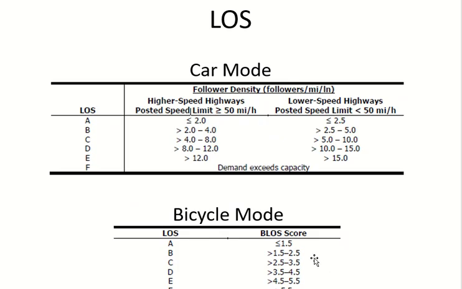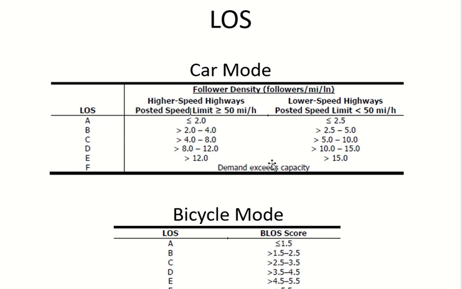My speed limit is 50, so I look into this column. Not this one, this one. Speed limit 50. My follower density is 10, so I'm in this range. So my level of service is D. Follower density was 10, speed limit was 50, so level of service is D.